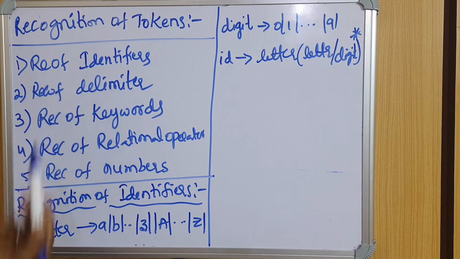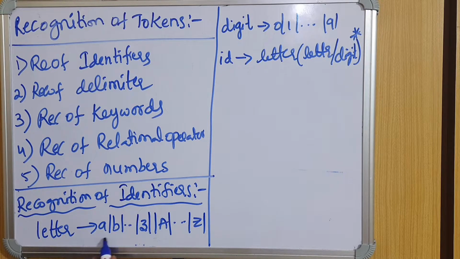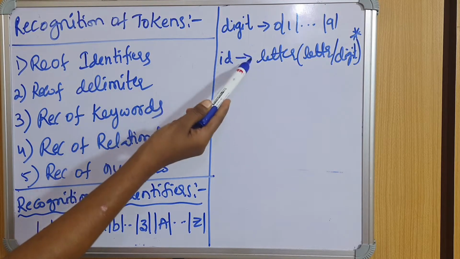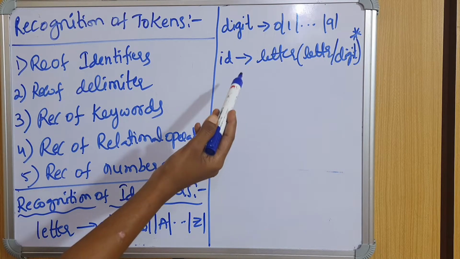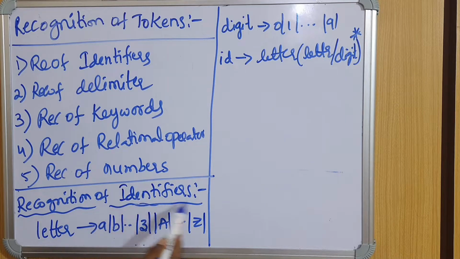Now we will see the first one, recognition of the identifier. So for identifier, we'll consider the letters, small a to z and capital A to Z. Coming to the digits, 0 to 9. And what is an identifier actually consisting of? An identifier consists of a letter or digit, the combination of letters or digits.